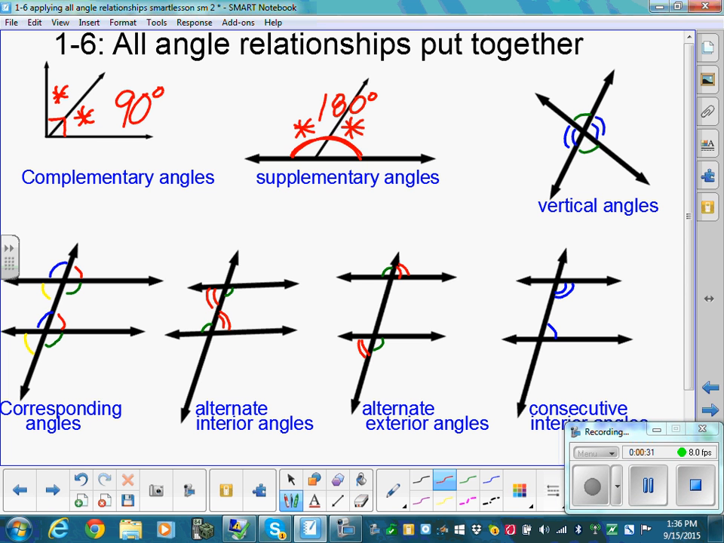Okay, vertical angles. What do we know about vertical angles? They are congruent. So the vertical angles are angles that are right across from each other, exactly opposite. So look at my green angles. Those are vertical angles, and they are congruent, meaning they're equal. Look at my blue angles. We have those also vertical angles straight across from each other. Vertical angles are equal. Does everybody see how we just have this line crossing with this line?